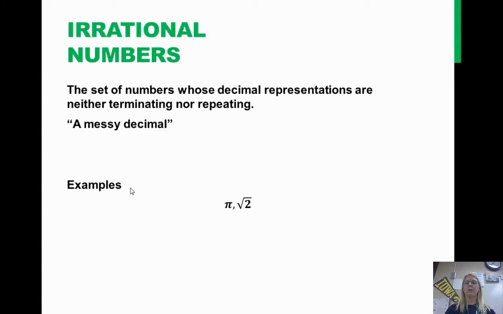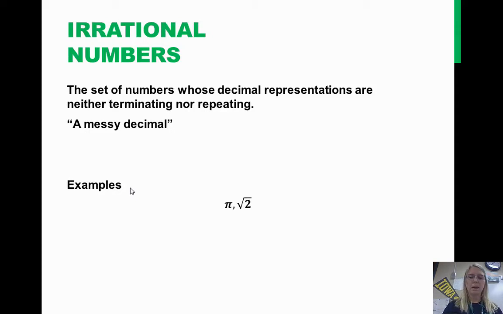So the first thing I want to talk about is what is an irrational number. An irrational number is a number whose decimal representation is neither terminating nor repeating. Remember, when I say terminating, it's like a decimal that says 0.25 and there are no other numbers past it. That's a terminating decimal. And repeating is a decimal like 0.535353 repeating. It's neither of those types of decimals.